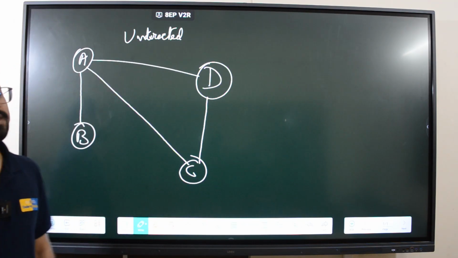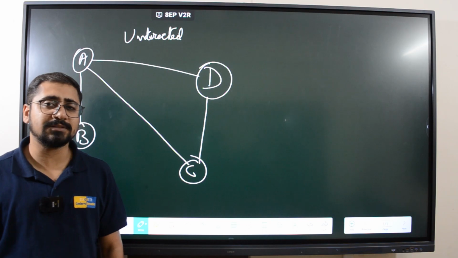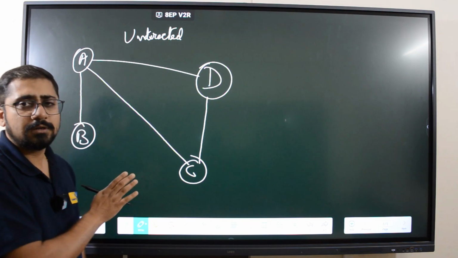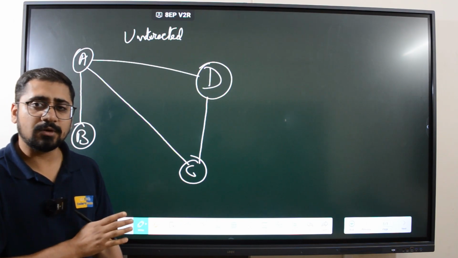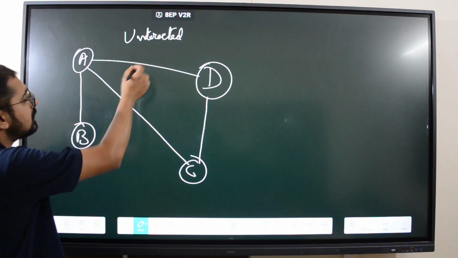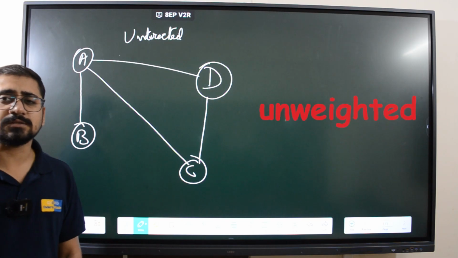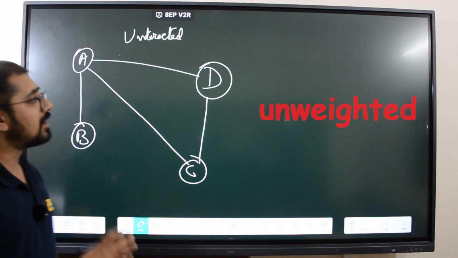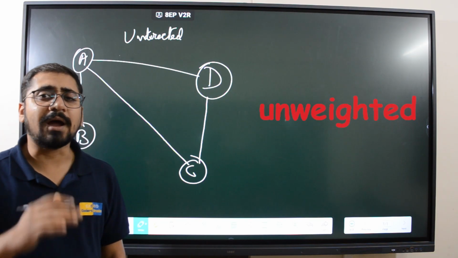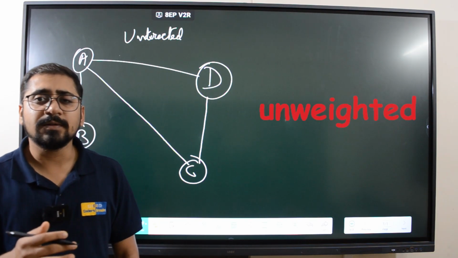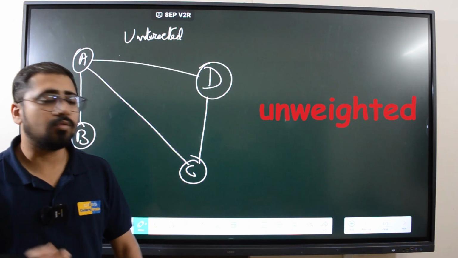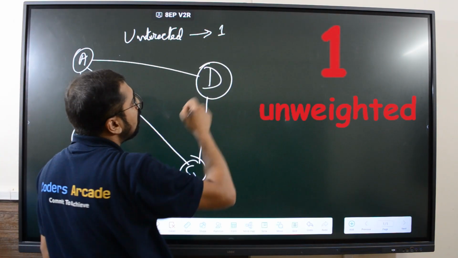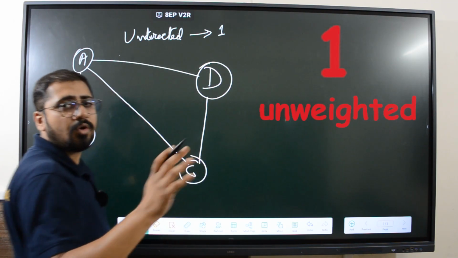Suppose I take the same example here. This graph is a simple undirected graph, we know this. But is there any weight given on any of these edges? No, there is no weight given on any of these edges. So whenever no weight is given, by default we are going to consider that the weight of all the edges is 1 here. If it is undirected, then 1 is the weight of all the edges.